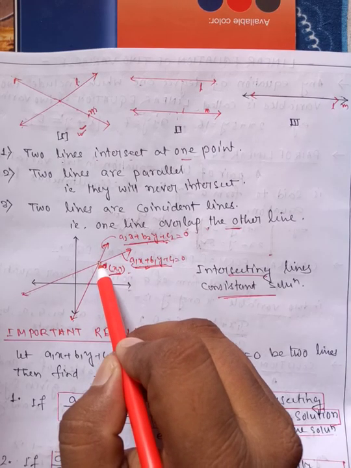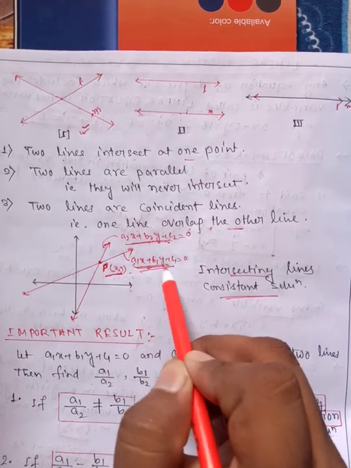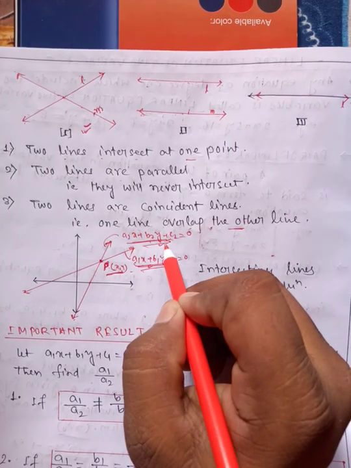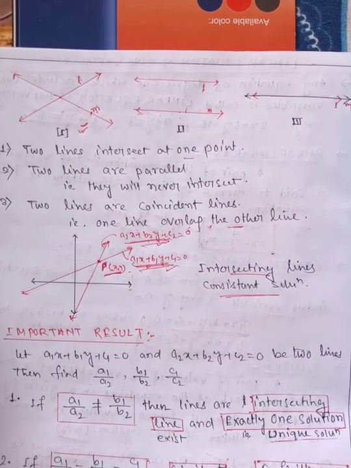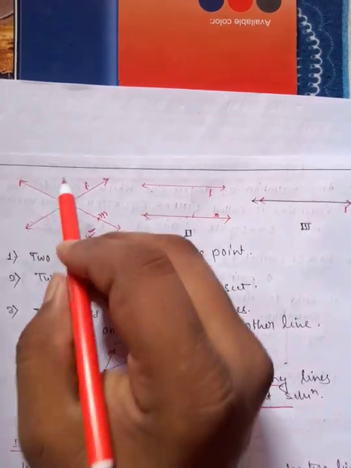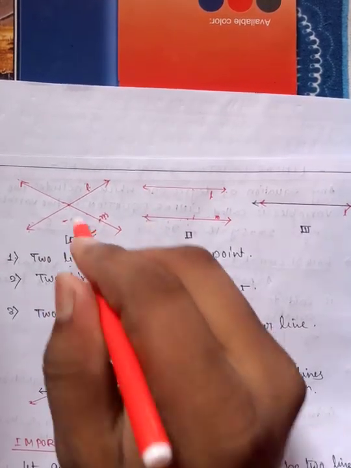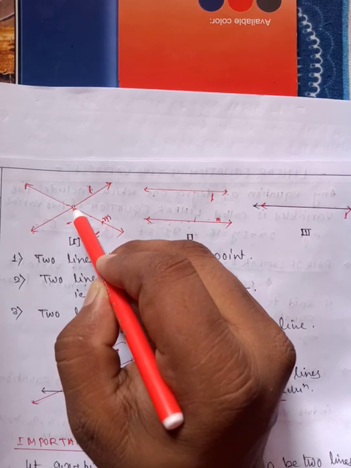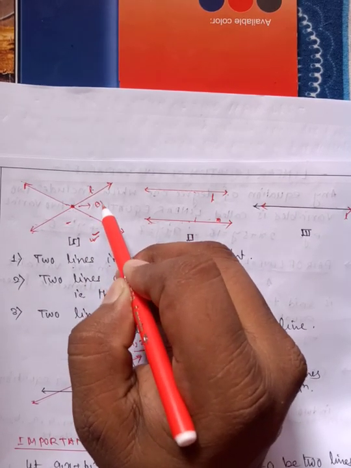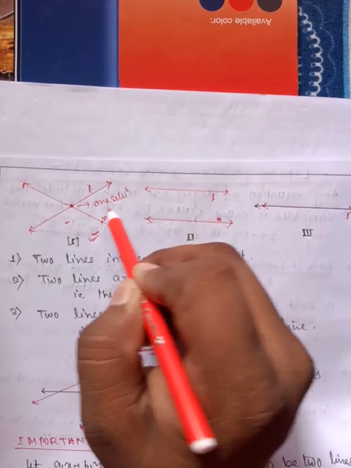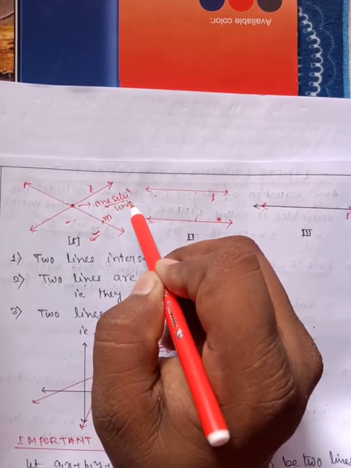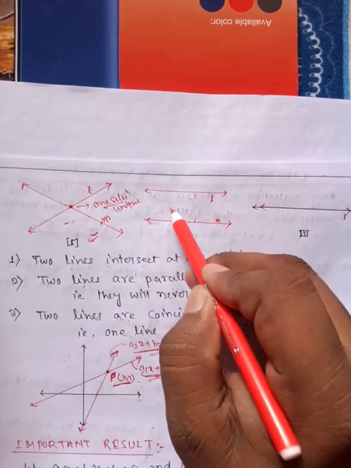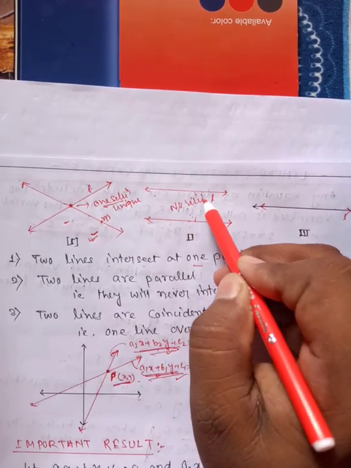Solution means a point which satisfies both the straight lines a1x plus b1y plus c1 equal to 0 and a2x plus b2y plus c2 equal to 0. So from the above discussion, we can say that these are intersecting straight lines and they intersect at one point, so it has one solution. One solution means unique solution, and these two straight lines never intersect each other, so it has no solution.